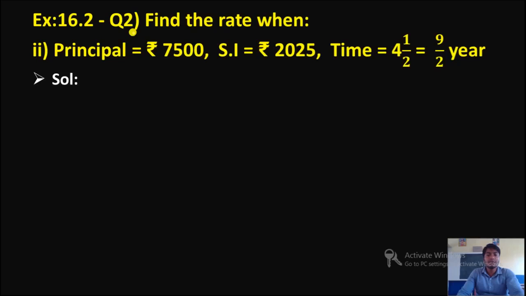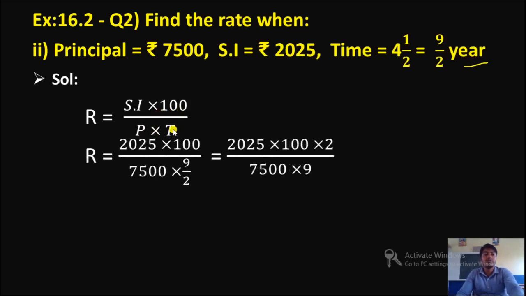So here we have question number 2: find the rate when we have principal, simple interest and time. Time is given in mixed fraction, okay. This we have to convert into an improper fraction. Now how to convert? 4 into 2, 8, plus 1, 9 by 2 here, understood? Now you know the formula to find rate. So rate equals simple interest into 100 by principal into time.